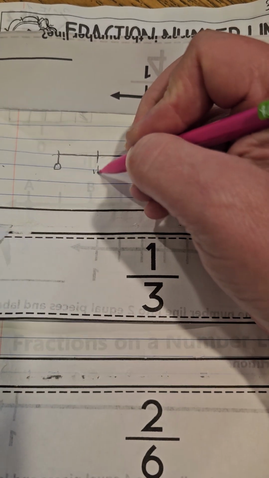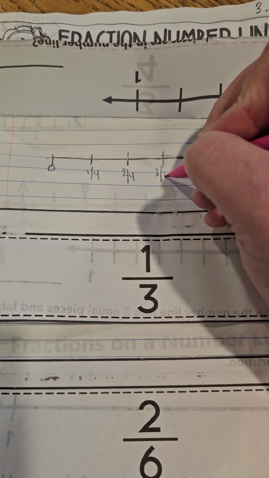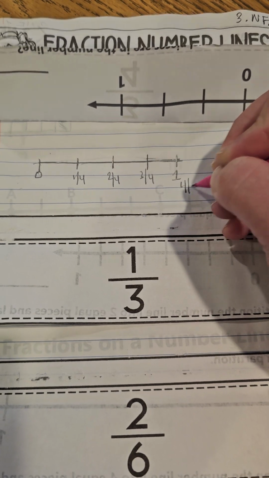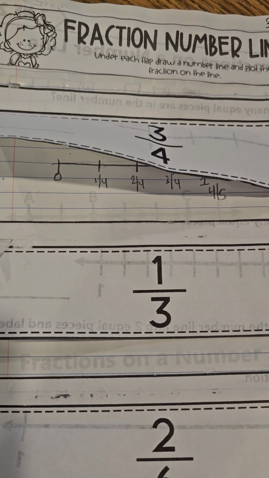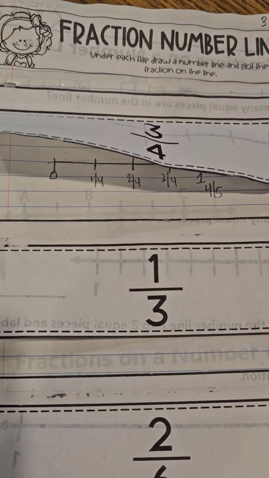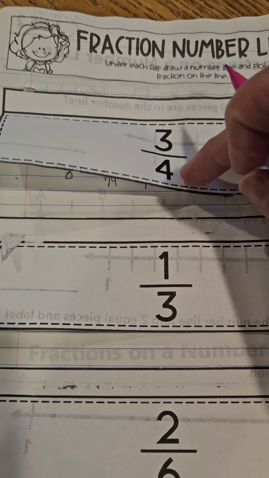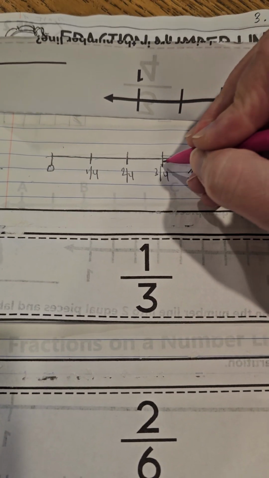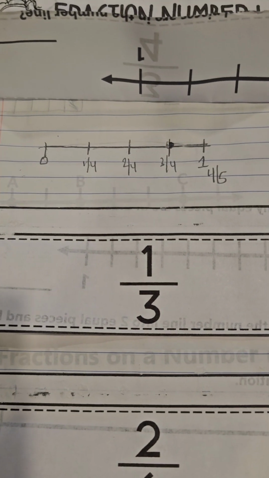Let's label it. 1/4, 2/4, 3/4, 4/4. And it says to plot it. So plotting is with the dot, 3/4. So there it is. Make sure you put your dot.